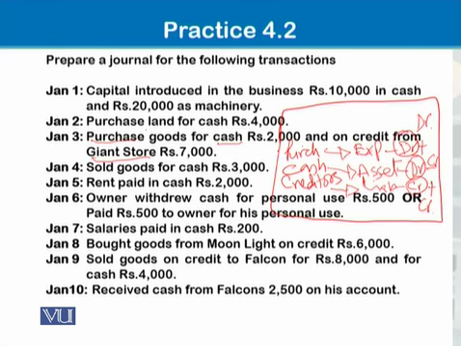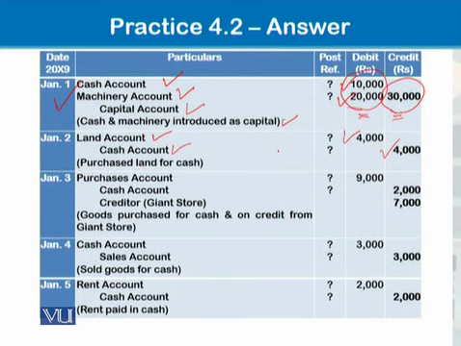And I'm going to the next slide. Here we see that purchases is debit, and cash and creditors, Mian Store, is credit. Since it was a combined entry, the sum of these two is equal.